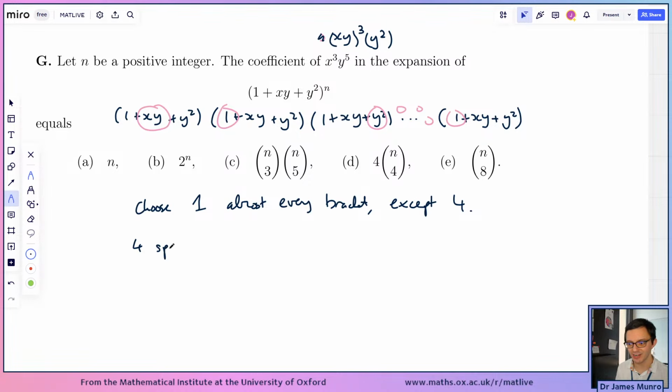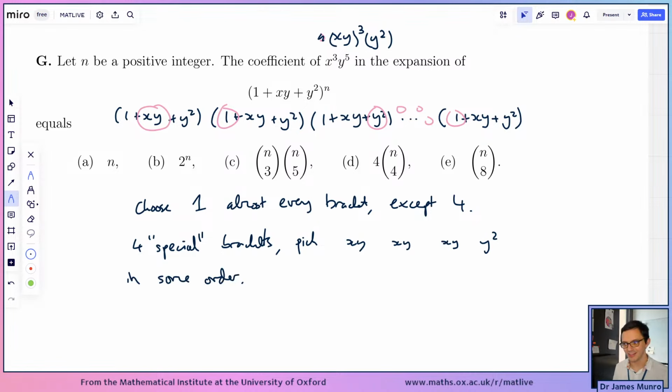Those 4 special brackets, you treat yourself and you pick either xy, xy, xy, y squared in some order. Okay, so we've got a tight budget here. There's loads of brackets, but you can't just help yourself to x's and y's. You only get 4 times where you choose anything other than the 1. So you can choose 1 almost every time on your multiplication out. How many ways are there to do that? How many ways to make these choices?